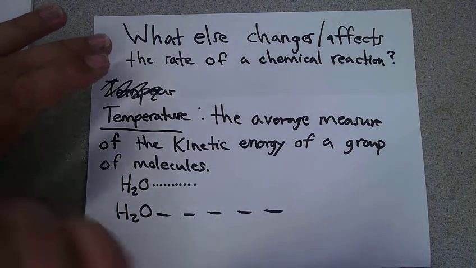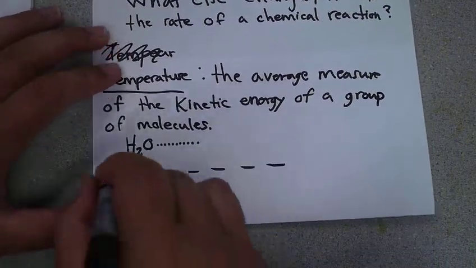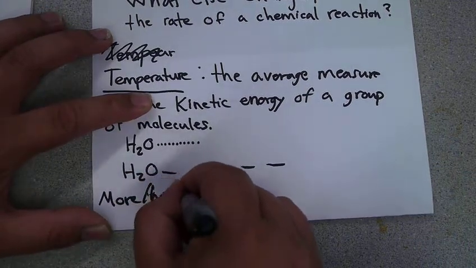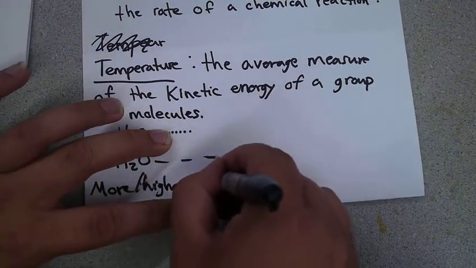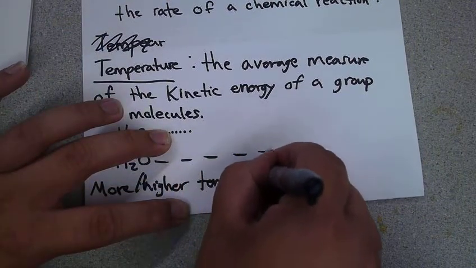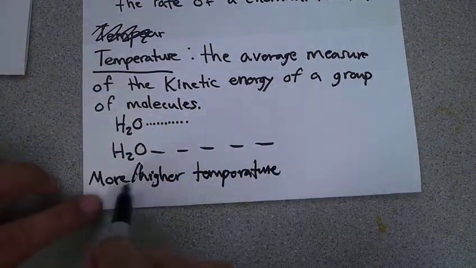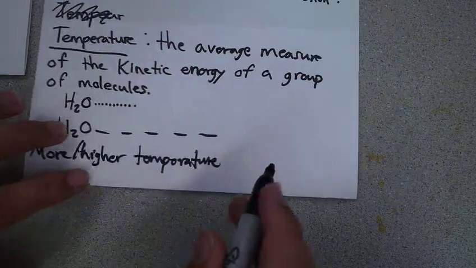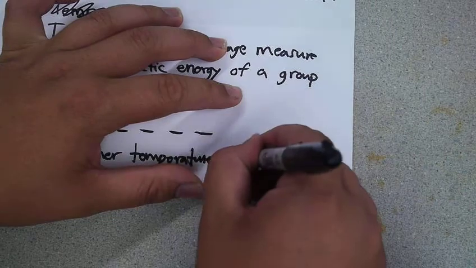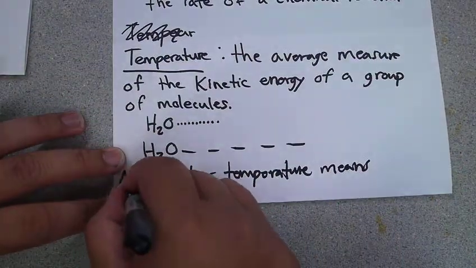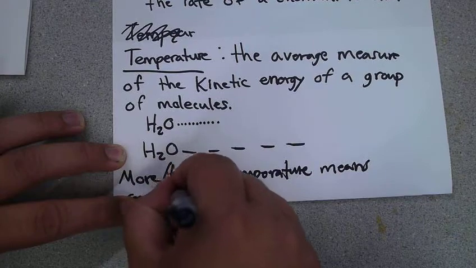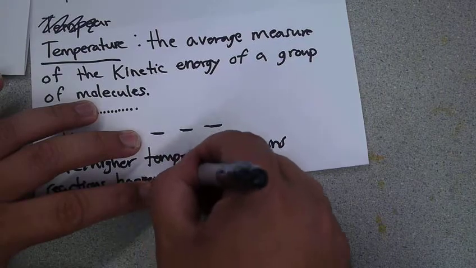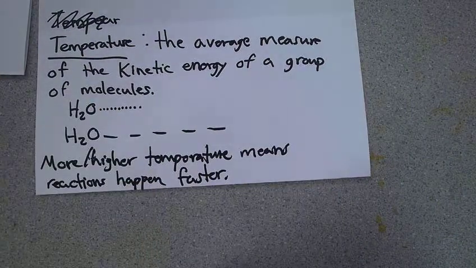So more temperature, going back to this, means reactions happen faster. Higher temperature means reactions happen faster. I really apologize about my writing. I'm going to blame it on the pen, even though it's totally my fault. Higher temperature means reactions happen faster. All right, so that's just that.